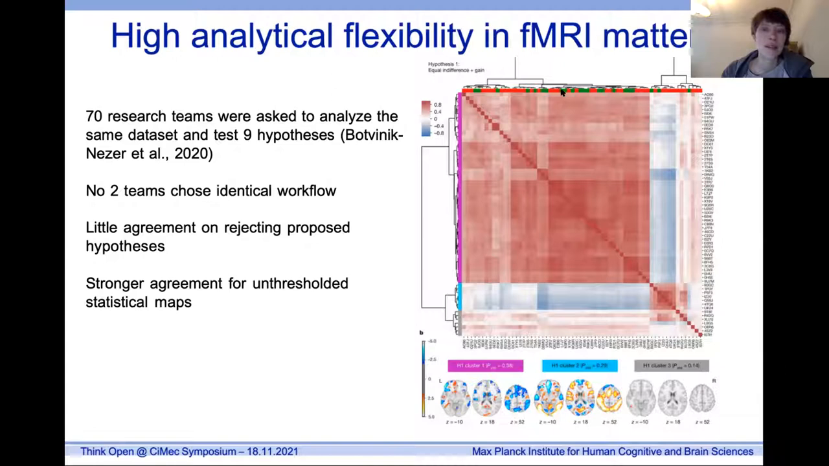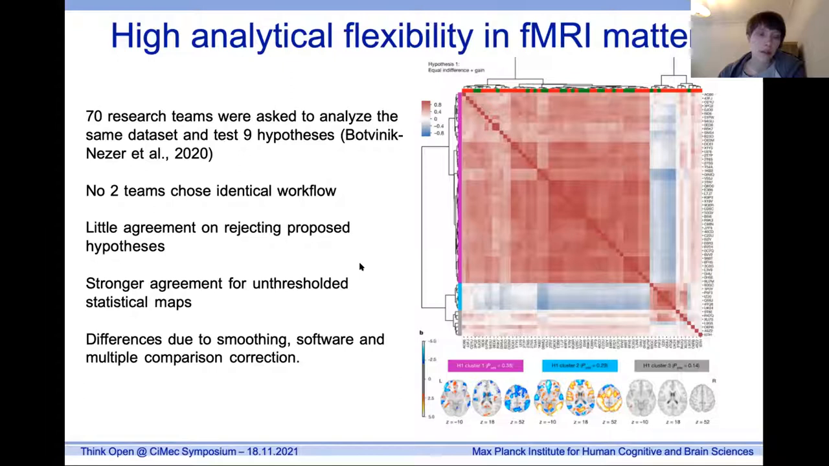So this reflects the fact that the inference criteria, or the way that multiple comparison was taken care of, had a large impact on this binary decision. But differences in smoothing and software were also identified as main contributors to these divergent results.